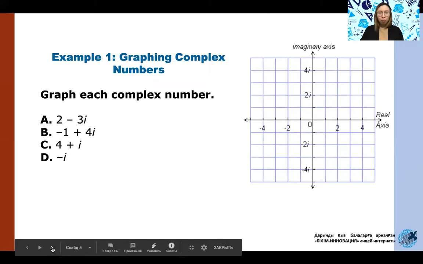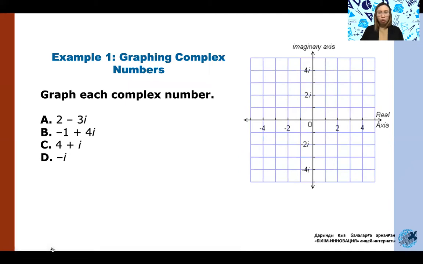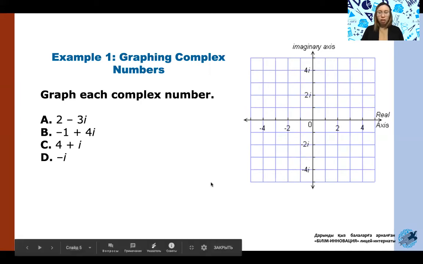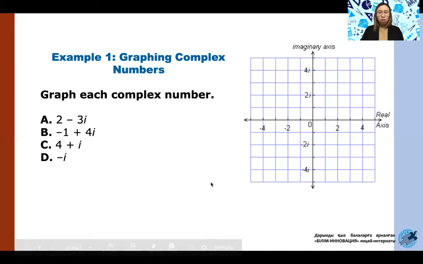First example, let's graph the complex numbers. Graph each complex number: first of all, we have 2 minus 3i, minus 1 plus 4i, 4 plus i, and the last one minus i. Please, on the coordinate plane, you must graph the complex numbers.